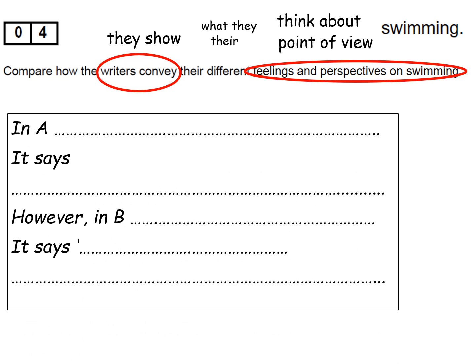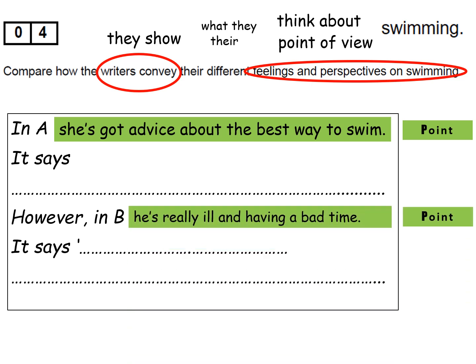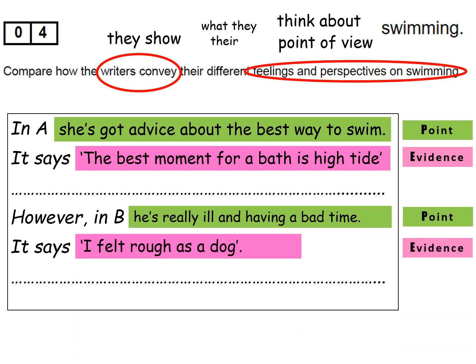Let's see how you put it together. So what I'm going to say in A, my point is she's got advice about the best way to swim, whereas in B, he's really ill and having a bad time. I'm backing it up. She says the best moment for a bathe is high tide, so that's going to be my quote. And with him, he says, I felt rough as a dog. So I think that shows he's having a bad time.